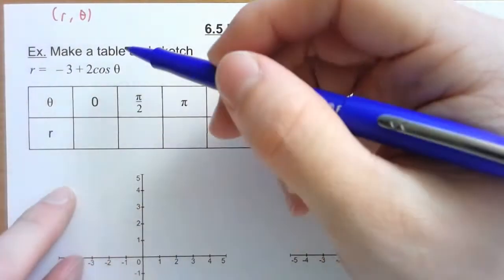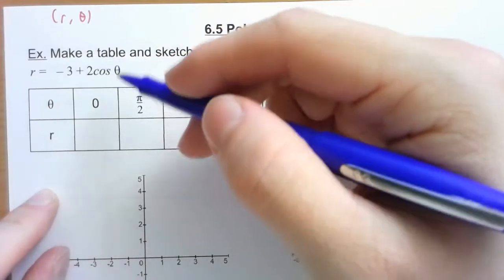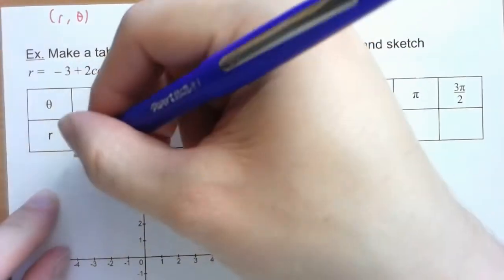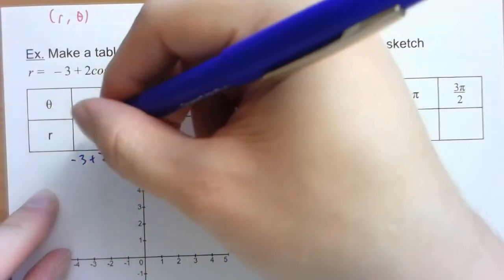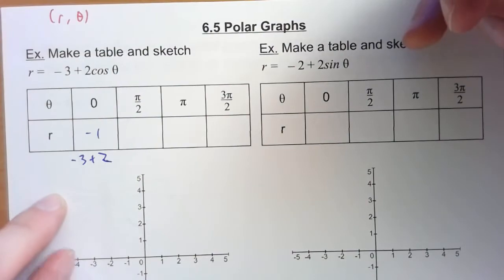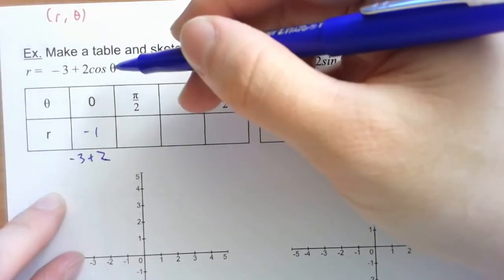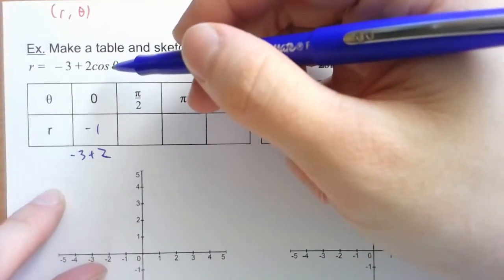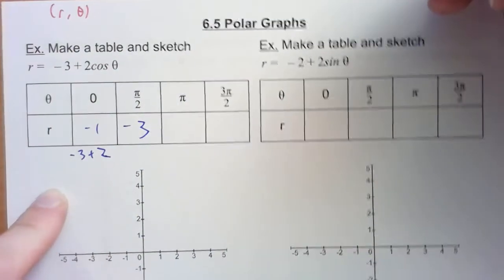So if we take the angle 0, so we want to find the cosine of 0. Cosine of 0 would be 1. So 2 times 1 is 2. So we're going to have -3 plus 2. So this will be -1. And then we'll plug in pi over 2. Cosine of pi over 2 is 0. And so this whole second part here is just going to be 0. So we're just going to have -3.